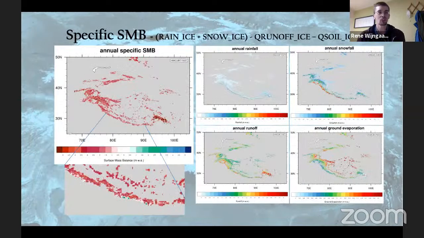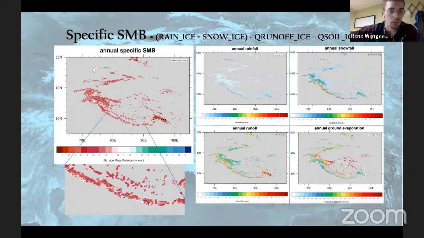Then the specific surface mass balance, which is what it's all about. I think you cannot read all the values here, but there's the annual rainfall plot. I think the scale is not that good, but in the southernmost part of high mountain Asia, values reach up to 5 meters water equivalent. The snowfall is also highest in the southern part, with values of over 2 meters water equivalent on an annual basis. But then the runoff is especially high in the southeastern part, and then the annual ground evaporation. And if you calculate it, then eventually you end up with a negative surface mass balance.